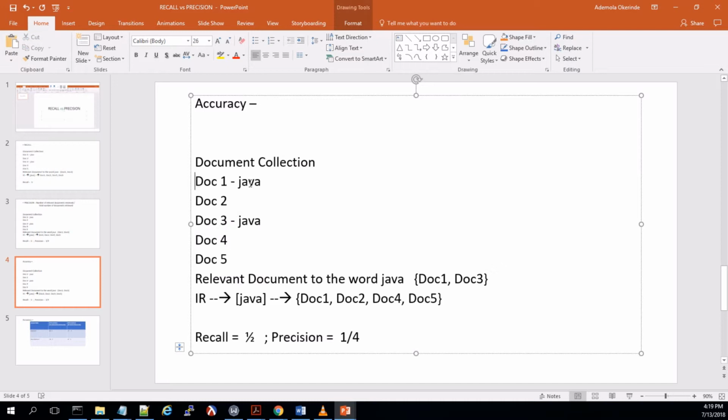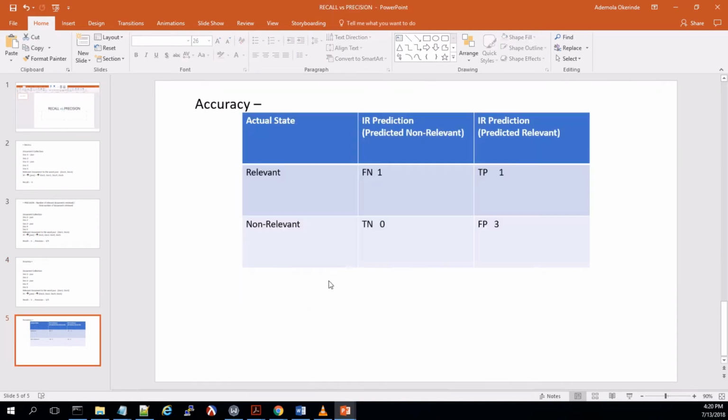So is document 1 returned? Yes. Okay. But document 3, is it returned? No. Document 3 is supposed to be in the answer set of the IR system, but it is not returned. So that is a false negative. So that is why we have 1 there. I need you to look at it very well. It's very tricky, but you can get it if you pay attention and do a little bit of practice. So that is how we get all these values. You can go through the tutorial a number of times so that you can understand this very well.